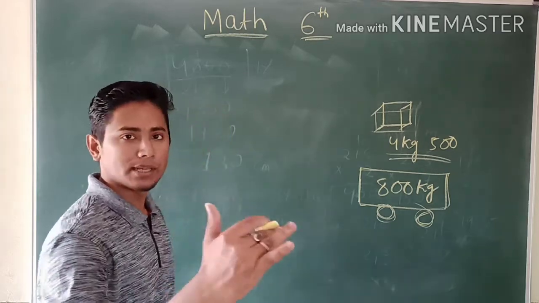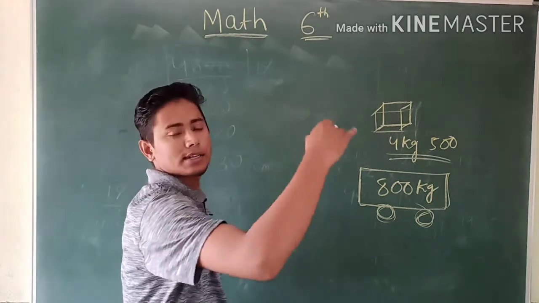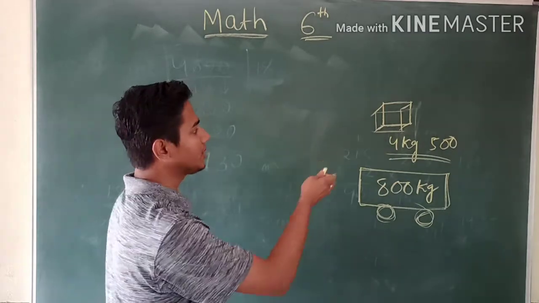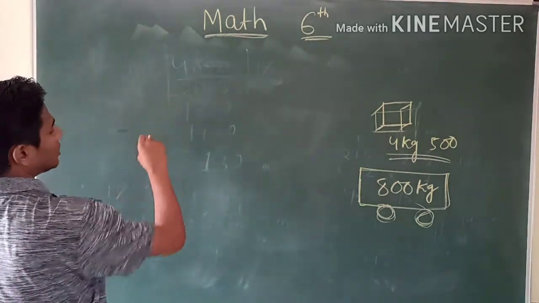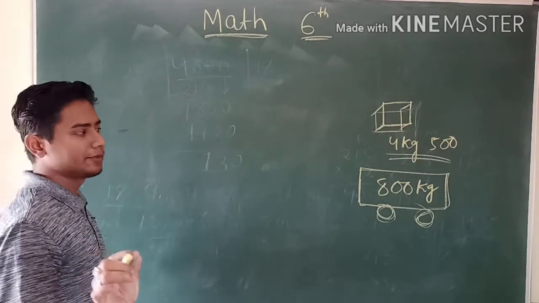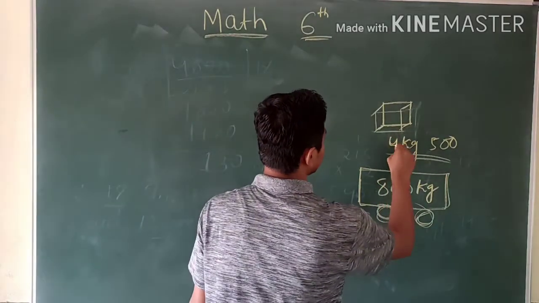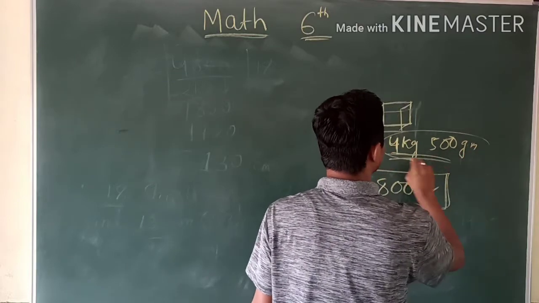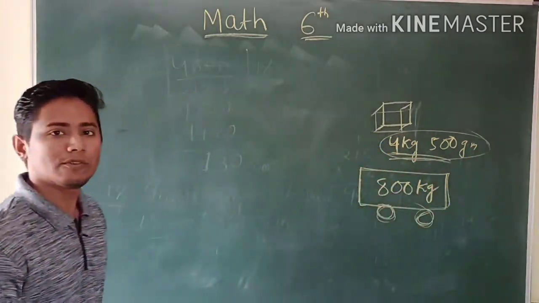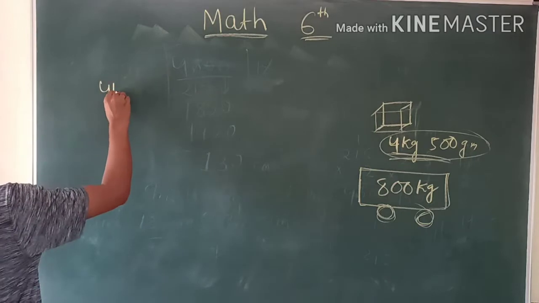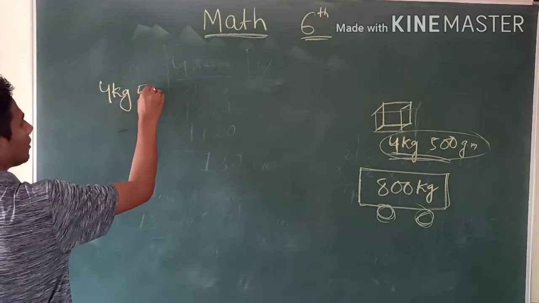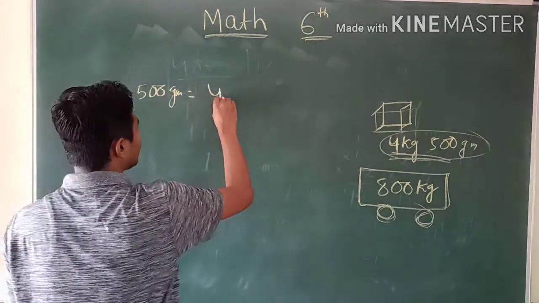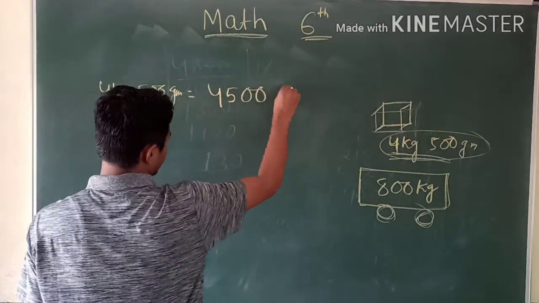So same thing. Total cloth, to stitch one shirt you need this much. So how many shirts? Same thing, you do division. But when we are doing division, look carefully here: this is in kg and this is in gram. So now we have to convert all into one unit. So 4 kg 500 gram equal to 4500 gram. Is it right?